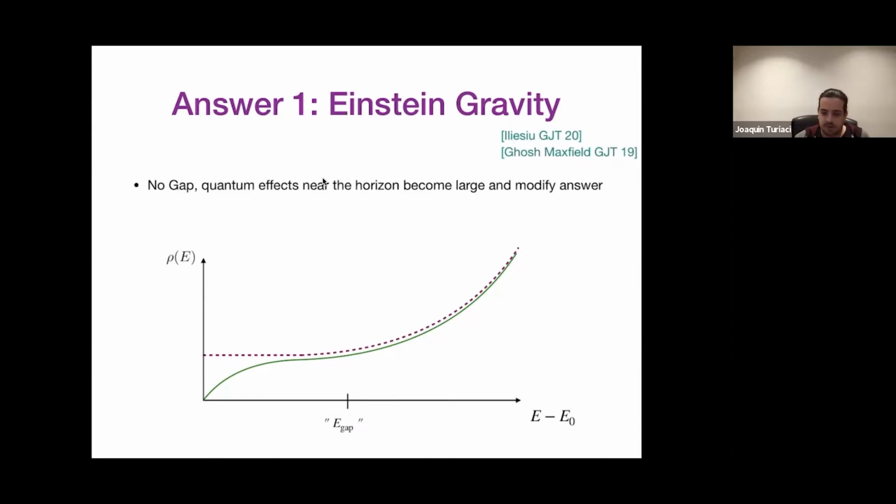Joaquin, very quick question. I'm sure this is what you're going to explain, but if I look at your green curve, should I interpret that right at extremality, you're saying that there is no density of states? So the density of states goes to zero as you approach extremality. Because I thought that at extremality I would have by construction a lot of entropy. Yeah, that's not the case for just non-supersymmetric black holes.